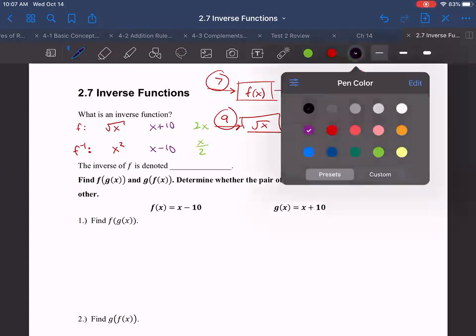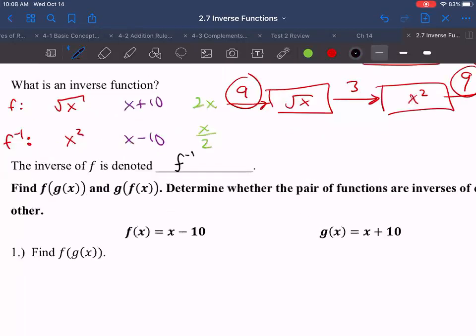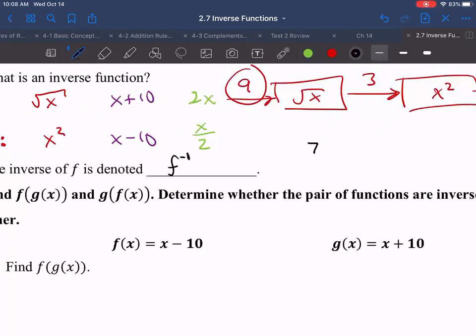We denote this function with just a little -1, and that actually comes from the idea of a negative exponent. So if I have something like 7 to the -1, you know this means 1/7, okay? Here, that doesn't mean this. f to the -1 does not mean 1 over it. What we're using it for is to indicate inverse, not necessarily reciprocal. When we're talking about just a number, that -1 means reciprocal. When we're talking about a function, it means inverse function.